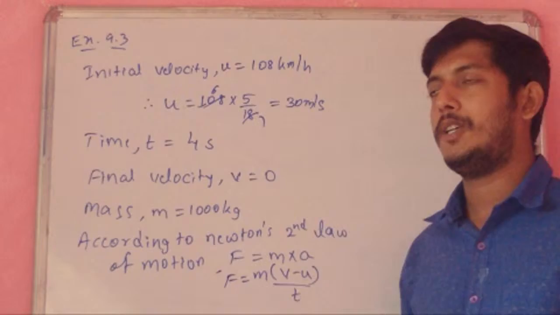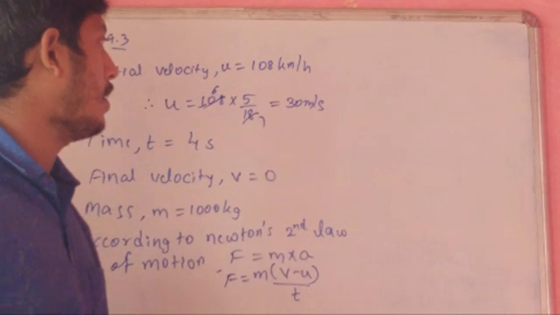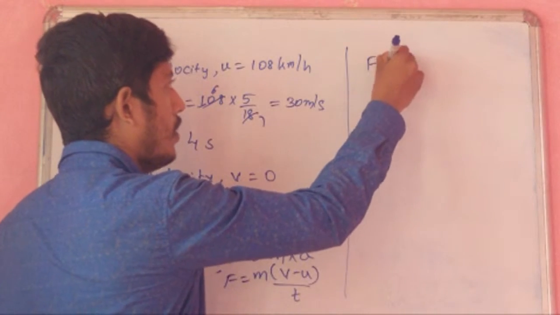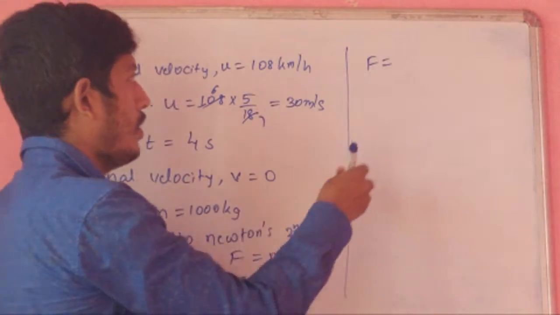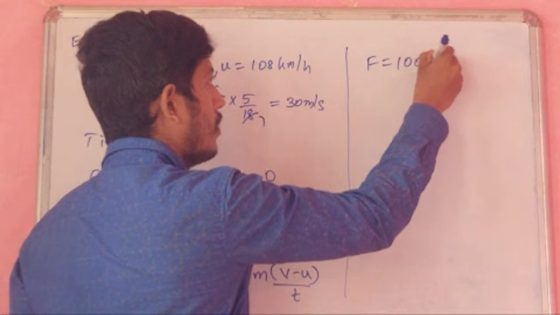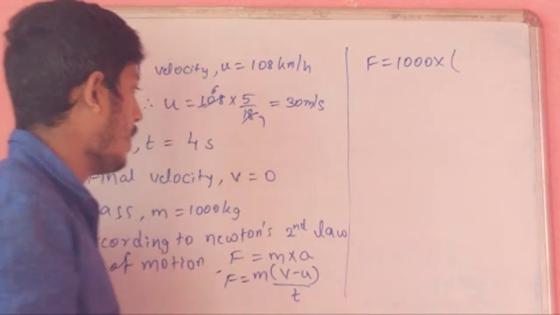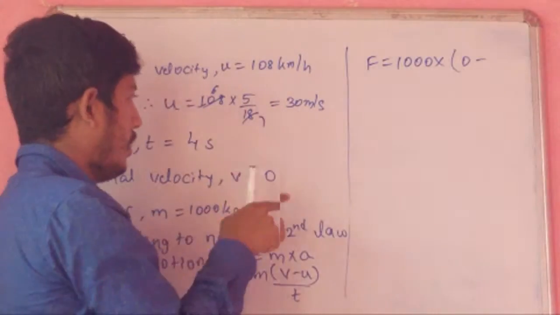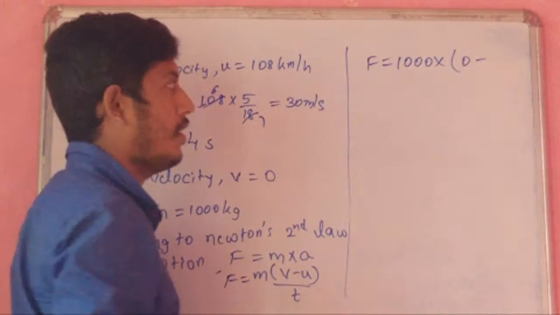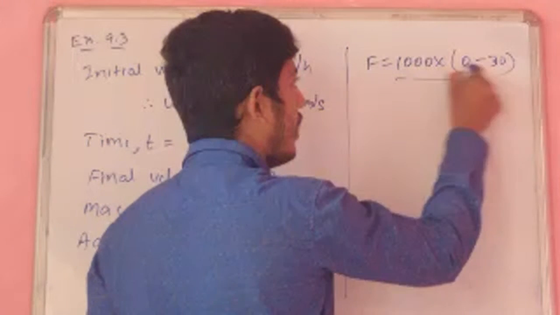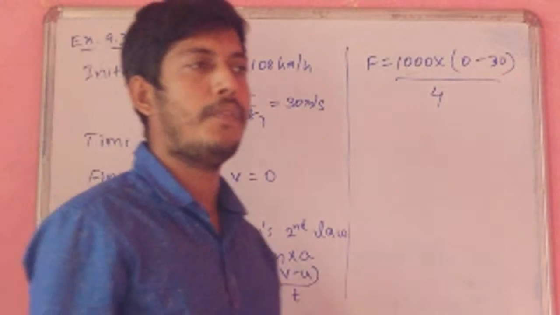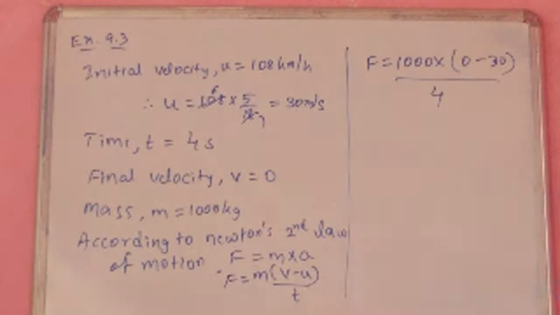Now I will substitute the values in this. So you have to come and give the answer. F equals m, value how much? It is 1000, into v minus u. V value is 0. U value is how much? It is 30. And time taken is 4 seconds. Just simplify that and come and give the answer.